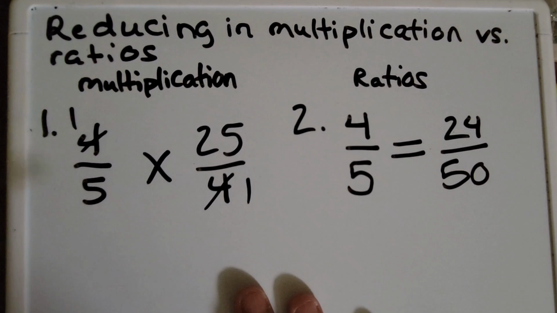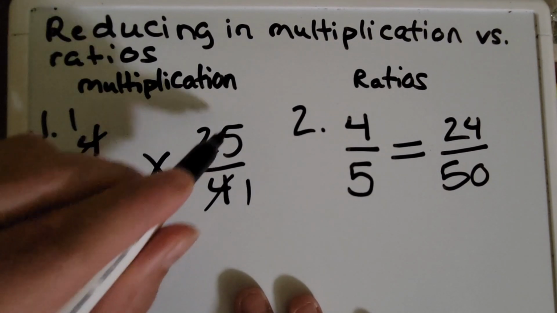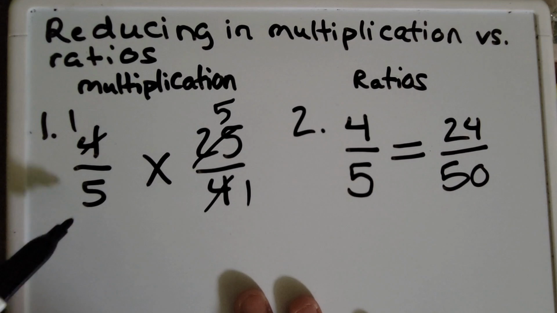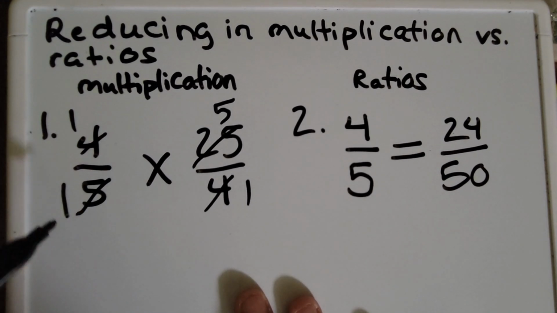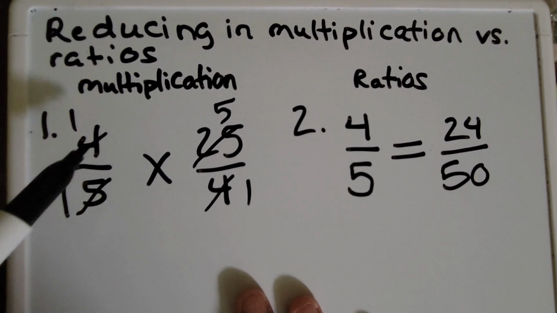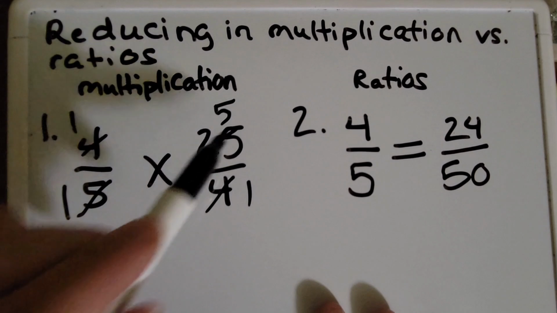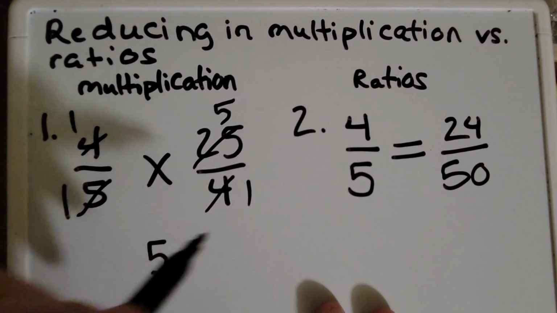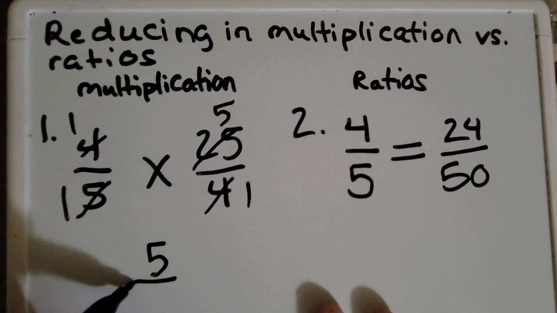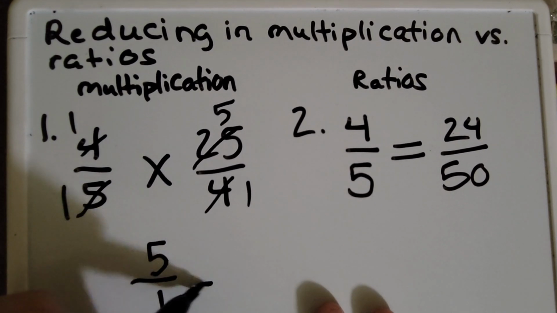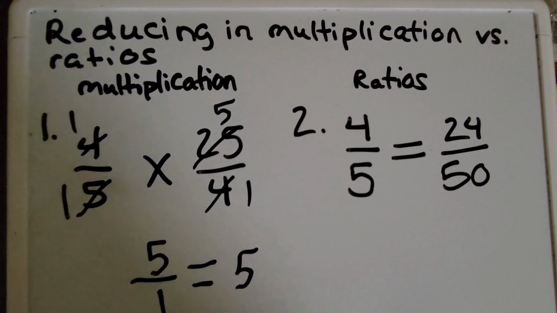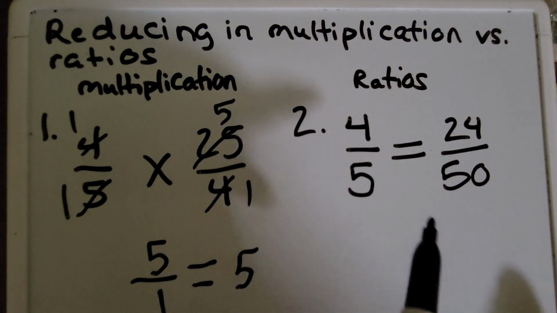5 can go into 25 5 times. Whereas on over here, 5 can go into 5 one time. Now that we've reduced it, it's going to look like 1 times 5, which equals 5, and then 1 times 1, which equals 1. Because it's 5 over 1, that's just going to naturally equal 5. Right? Moving on over to the next one.